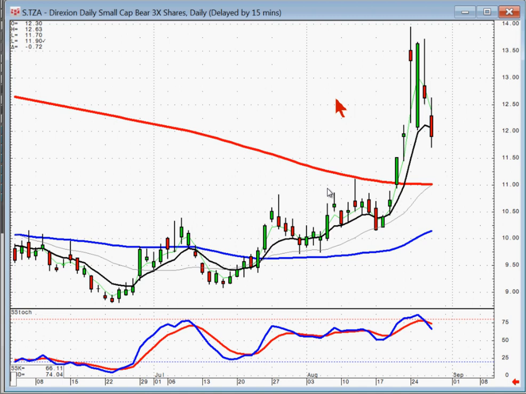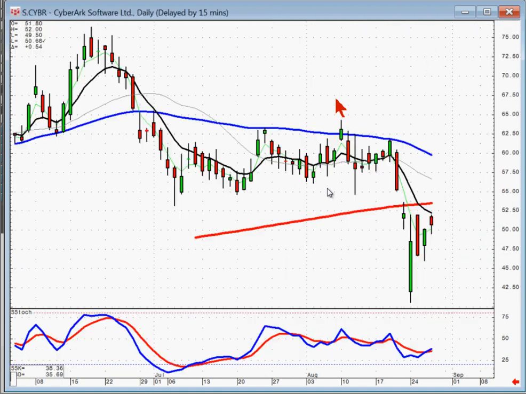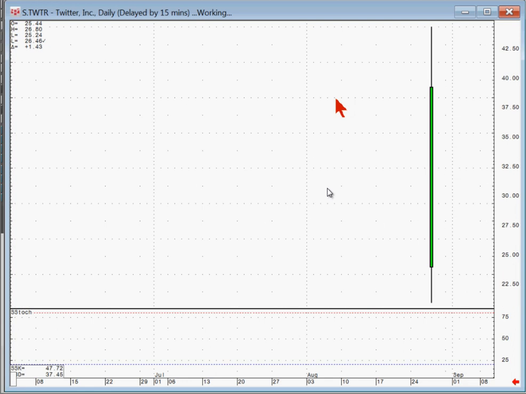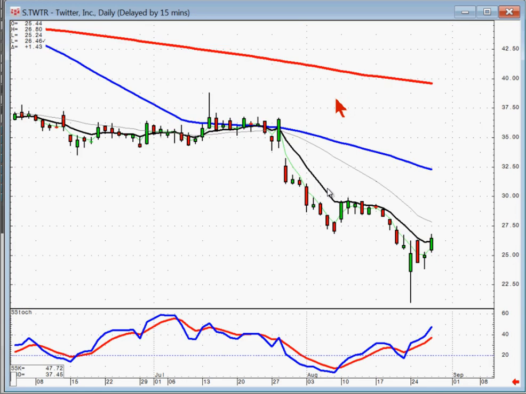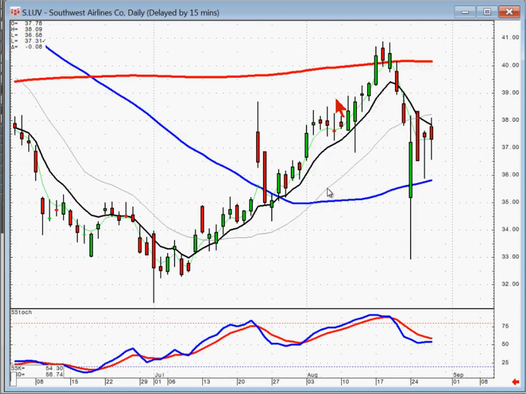TZA, right now you can stay short until you see a buy signal. Anticipate coming back to the 200-day moving average. Cyber still hasn't been able to get above the T-line. I wouldn't play with this one until you see a strong buy signal and a close above the T-line. Twitter, you can be buying this one. That one's setting up nicely. Southwest still has to get above the T-line. Wouldn't be buying this one until it does. If you're short, you can stay short until you see a close above the T-line.